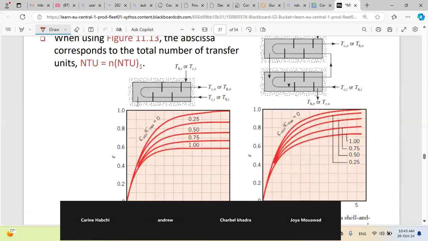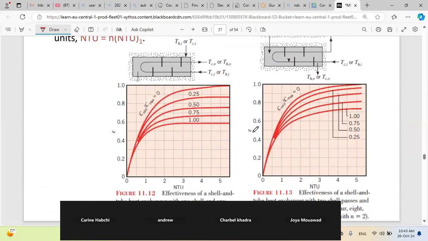So here we can see graphs for different types of heat exchanger. For example, here you have the effectiveness graph for a shell and tube heat exchanger with one shell and multiples of two tube passes. So this is the figure of the heat exchanger. You have the shell and you have tubes that are inside the heat exchanger. So you can have this one tube, two passes. You can have several tubes.